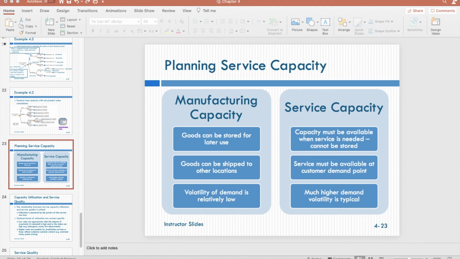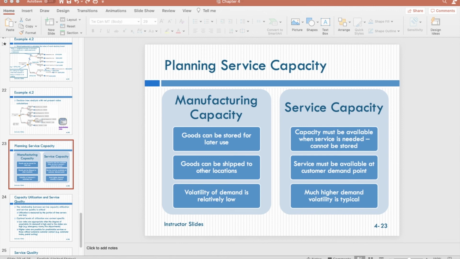If you look at manufacturing capacity, we all know that if you produce products, goods can probably be stored for later use. Goods can be shipped from one location to another. And within the manufacturing type of industry, the demand volatility is relatively lower, because the market demand for a certain product is relatively more stable compared to the service type of industry.